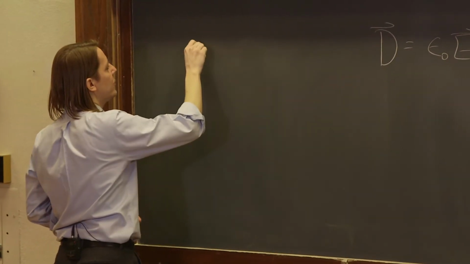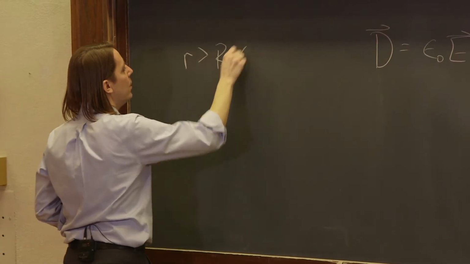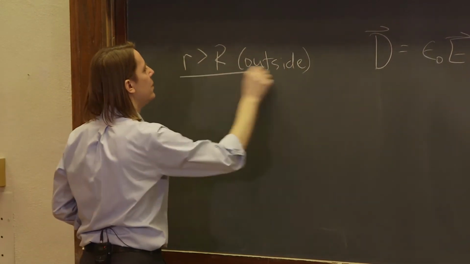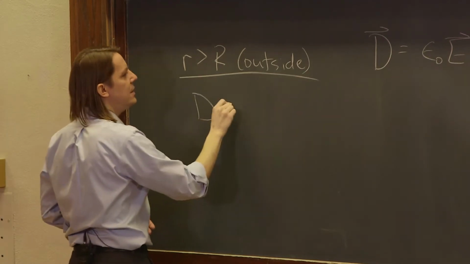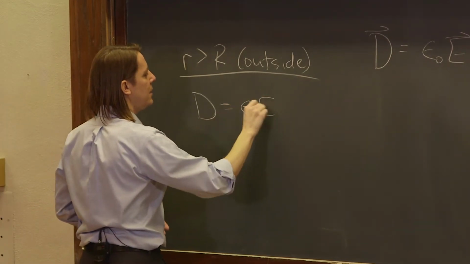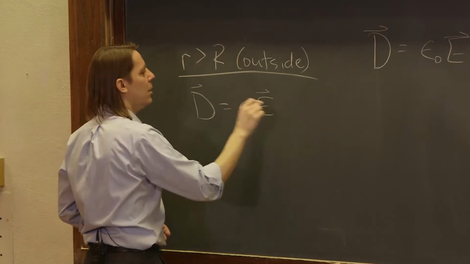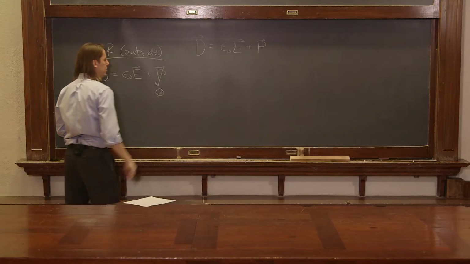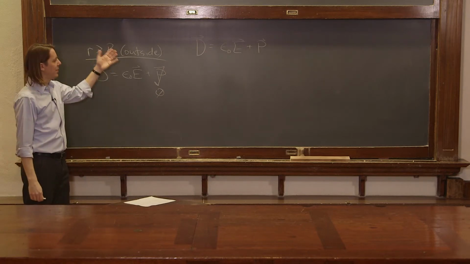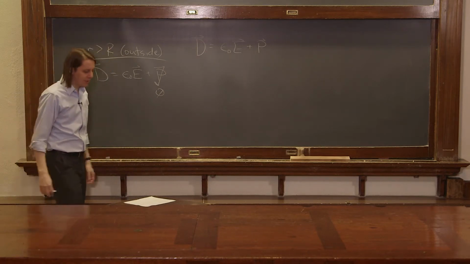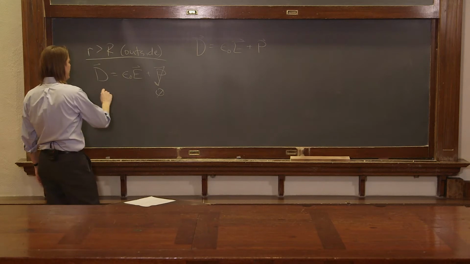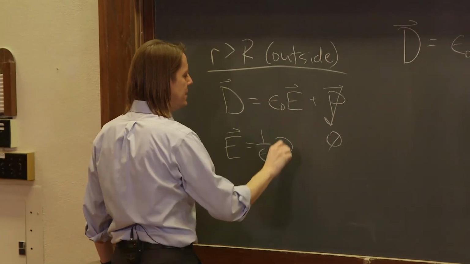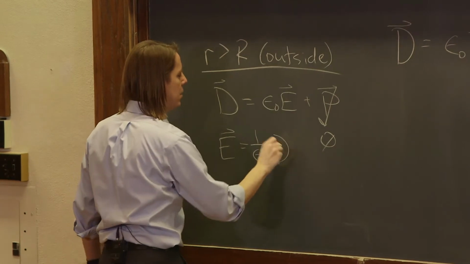So for the radius R greater than big R, also known as outside the dielectric, then D is epsilon naught E plus the polarization. What's the polarization outside? It's 0. There's no dielectric. We're outside the dielectric. No polarization outside the dielectric. So if we solve for E, we see that E is 1 over epsilon naught D. That's a D, not a P.